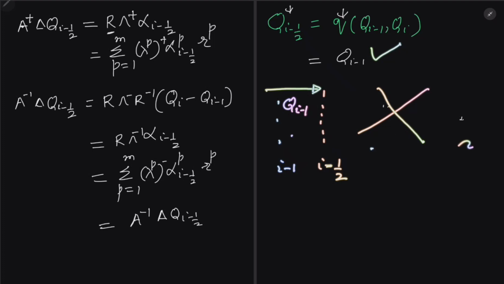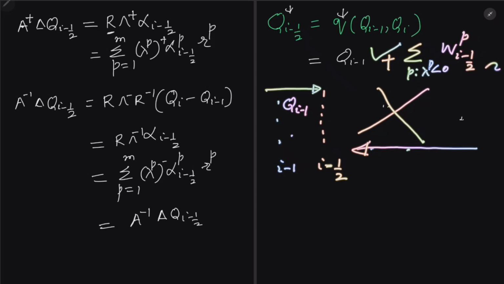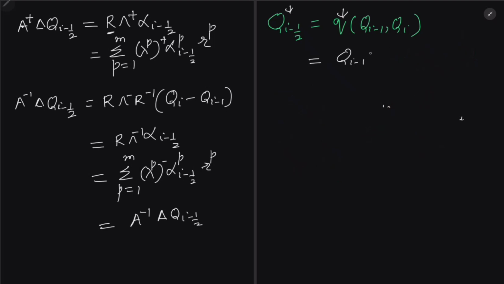But suppose we have some information traveling from the right as well on the cell I minus 1 half. Then we need to add some summation which shows that the wave traveling from right to left has a speed less than 0, and we can write the waveform of that wave. So this will become plus the sum over p with lambda p less than 0 of w p I minus 1 half.